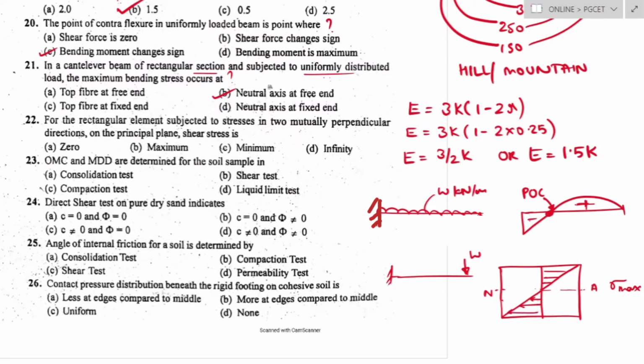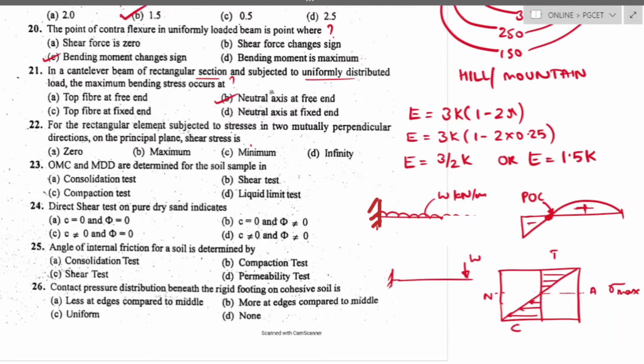The top stress will be in tension and bottom will be in compression. Question number 22. For a rectangular element subjected to stress in two mutually perpendicular directions on the principal plane, the shear stress is... So the shear stress will be minimum at the two mutually perpendicular directions on the principal plane. So option C is the right answer.